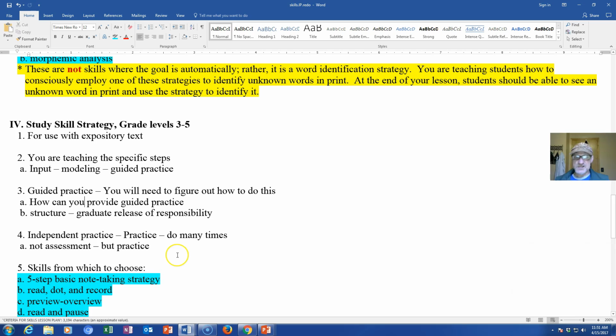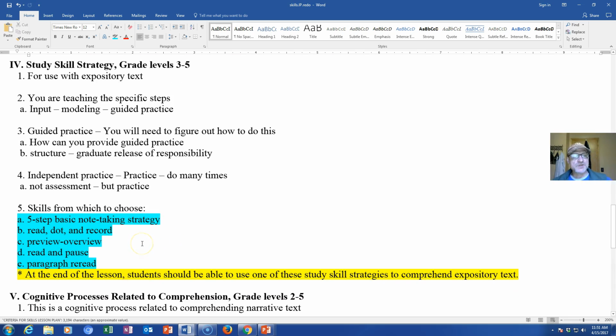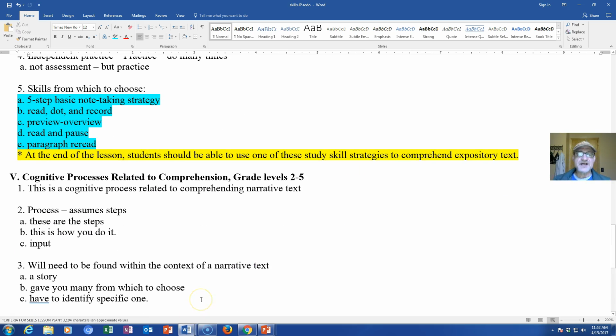Independent practice, and again, it's practice of what you teach them. It's not assessment, but practice. You do it many times to reinforce. And again, how can you create the structure? How can you create the practice? And you have skills, five of them, from which to choose. At the end of the lesson, students should be able to use one of these study skills to comprehend expository text. And then cognitive processes related to comprehension.